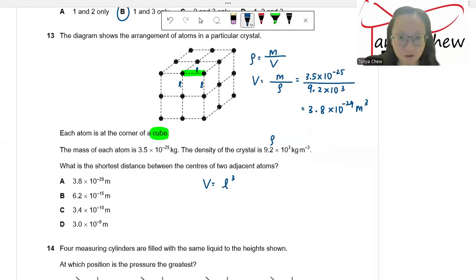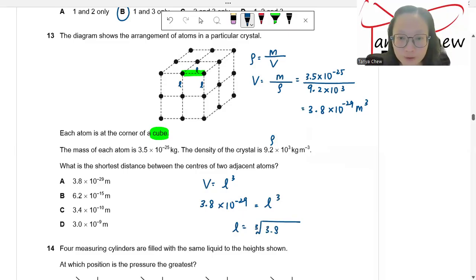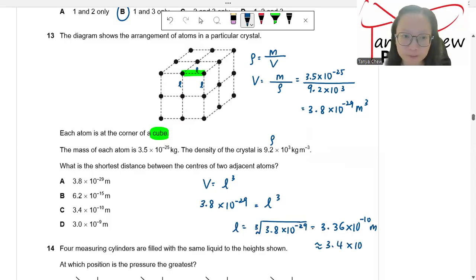So put this 3.8 times 10 to the power negative 29 is equal to L cubed. Now L is equal to cube root of 3.8 times 10 to the power negative 29, and your answer should be 3.36 times 10 to the power negative 10 meter, which you round off to 3.4 times 10 to the power negative 10 meters. C is the answer.